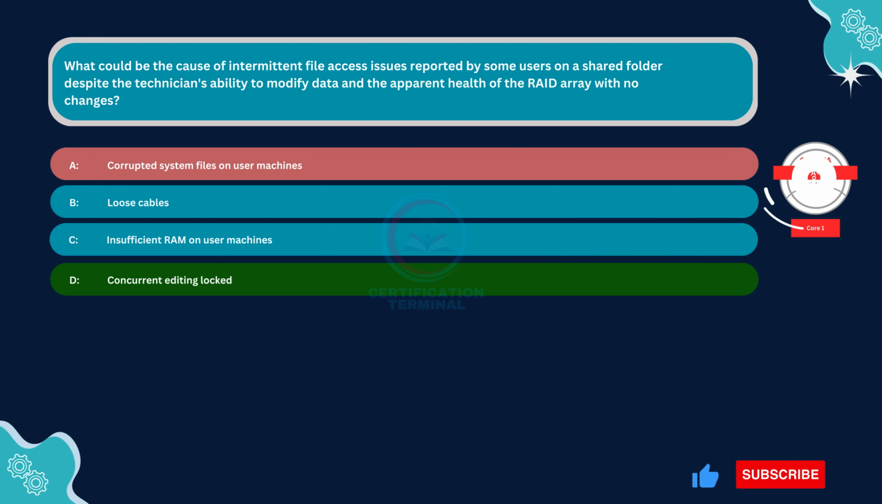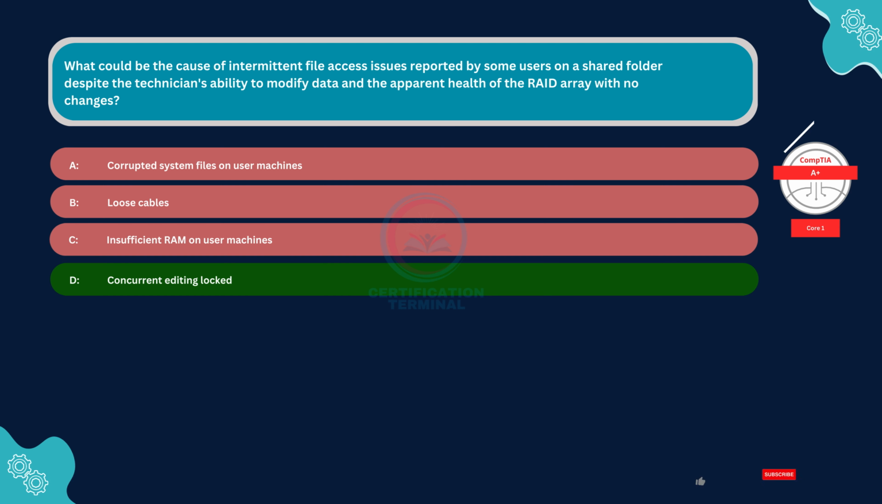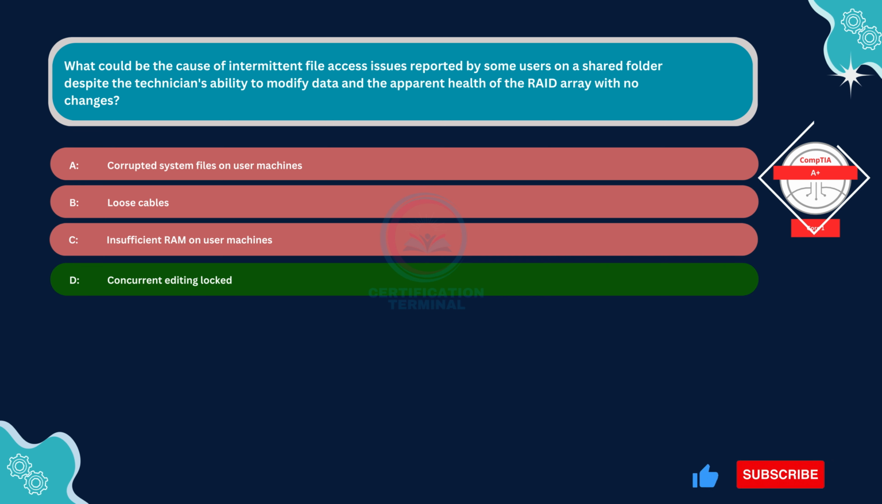Option A, corrupted system files, is incorrect. While corrupted system files on user machines can cause various issues, they're less likely to explain intermittent access, specifically for a shared folder. Option B, loose cables, is incorrect. Loose cables can cause hardware malfunctions, but they're unlikely to create problems specific to file access for certain users. Option C, insufficient RAM, is incorrect. Low RAM can affect overall system performance, but wouldn't directly lead to intermittent access issues on a shared folder.